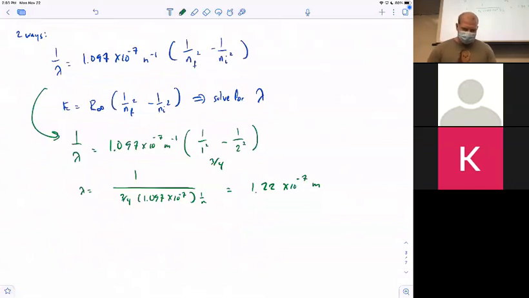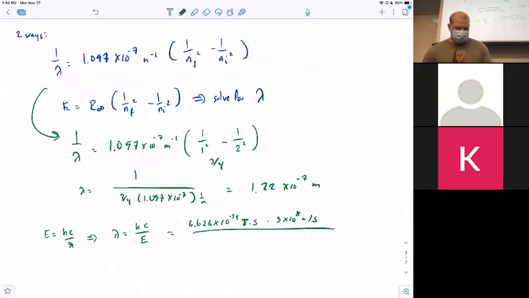The other way you can do this is solve for the Rydberg equation, energy for photon. So you get energy equals hc over lambda, which implies lambda equals hc over energy. And then you can do 6.626 times 10 to the minus 34 joule second times speed of light, meters per second, divided by, what is the Rydberg constant?